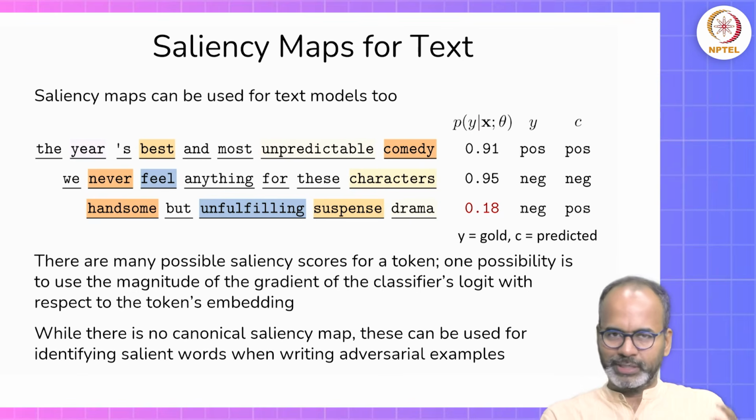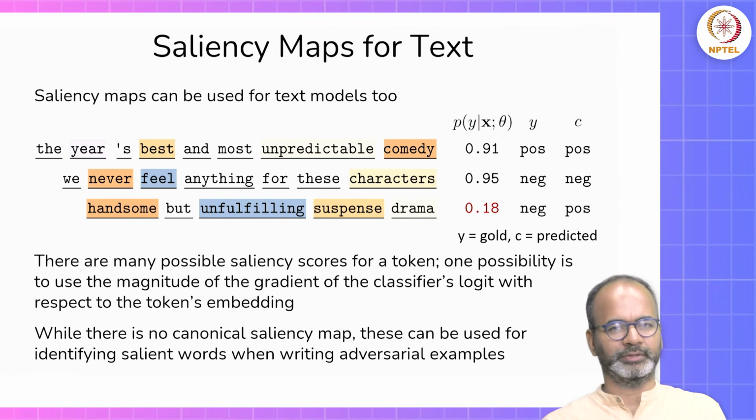So we saw images until now, but that has nothing to do with only images, right? The interpretation, the transparency that we want to do does not have to be tied only to images. It can also be for text.